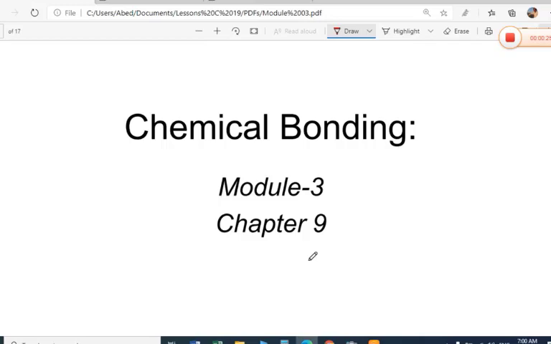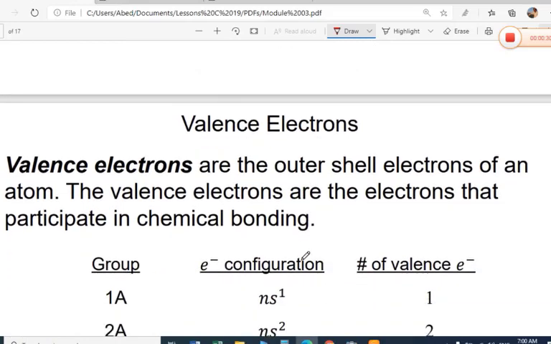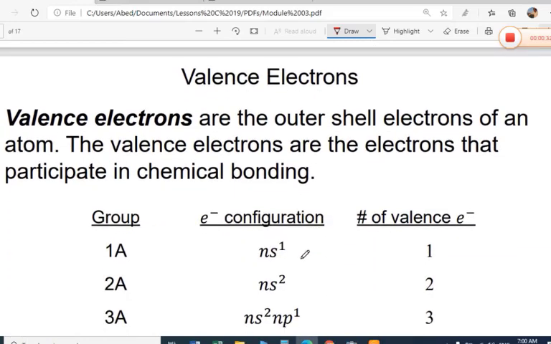So let us come to the beginning of the lesson, that is the valence electron. To learn about the valence electron, let me teach you some electronic configuration and show you how to write the valence electron or how to calculate the valence electron. See, for example, here we take the sodium.